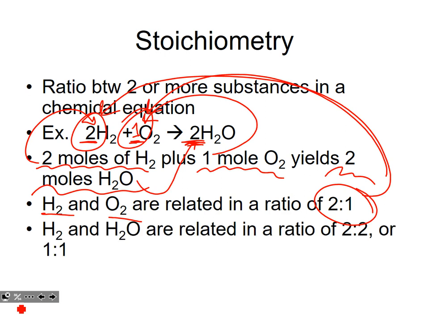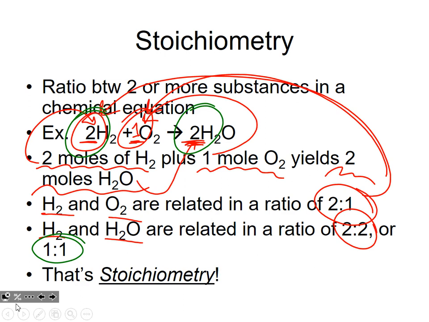And it's saying that hydrogen and water are in a ratio of 2 to 2 because the hydrogen is 2 and the water is 2. Or you can simplify it down and say that they're in a ratio of 1 to 1. That's saying that no matter how many moles of hydrogen you're starting with, if this reaction is running to completion, you're always going to be making the same amount of moles of water. If you start with 7.5 moles of hydrogen, you're going to make 7.5 moles of water. It's the proportion, right? They're in a 1 to 1 ratio.